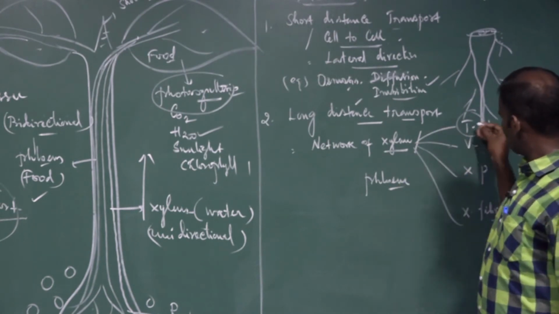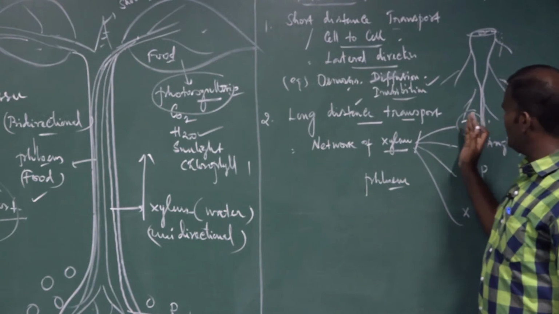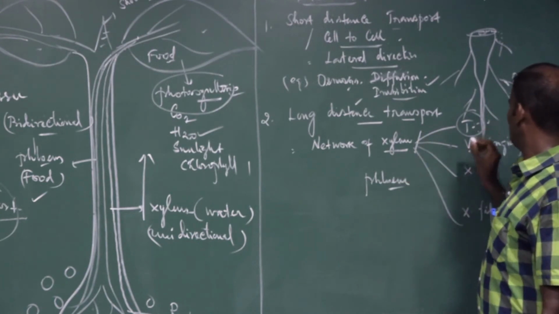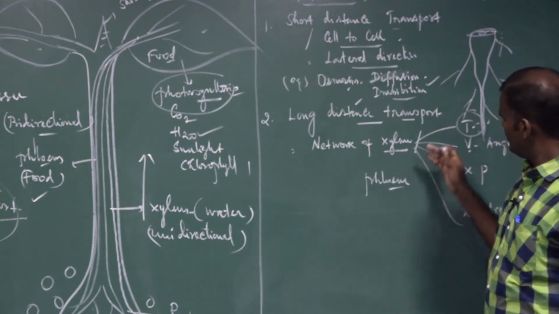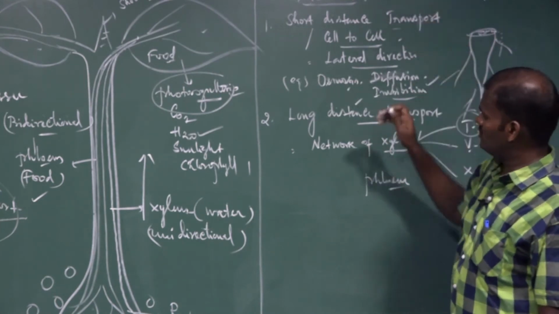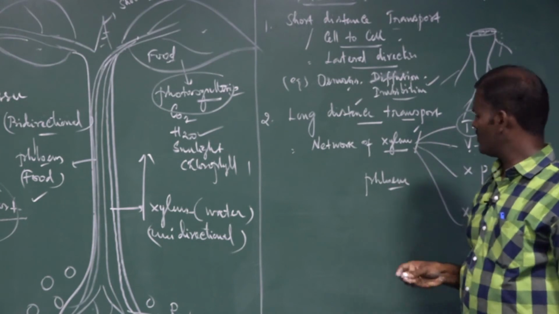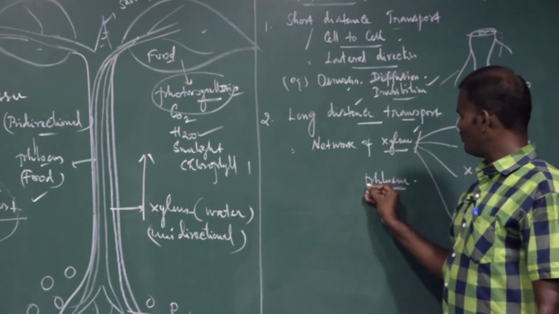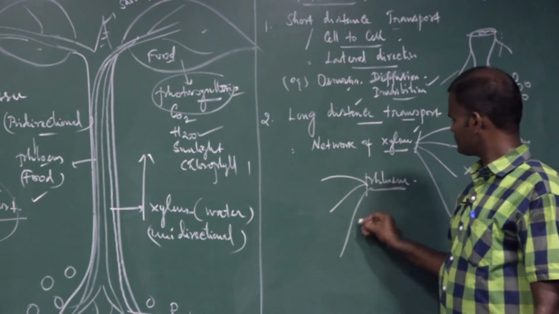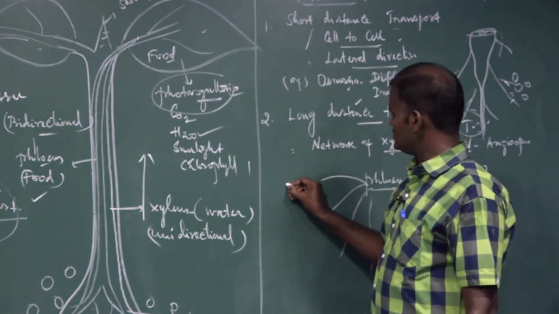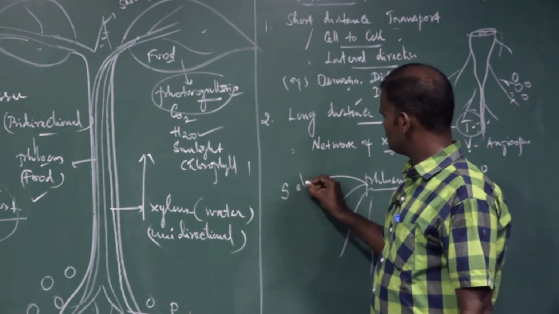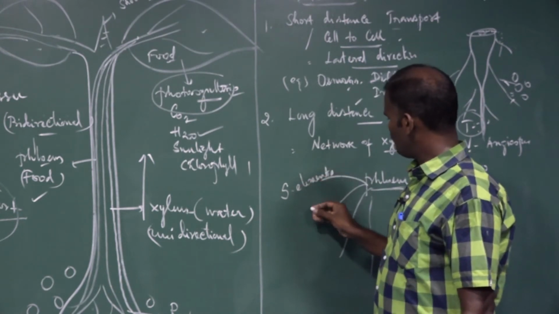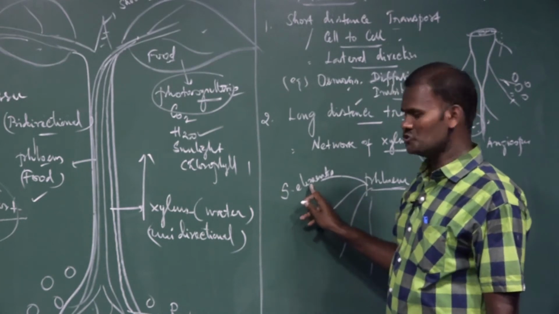So in xylem, tracheids and vessels are mainly involved in the translocation of water in Pteridophytes, gymnosperms and also angiosperms. That is a long transport. And a long transport of food takes place in the phloem. It is also composed of 4 kinds of cells. The first one is sieve elements.